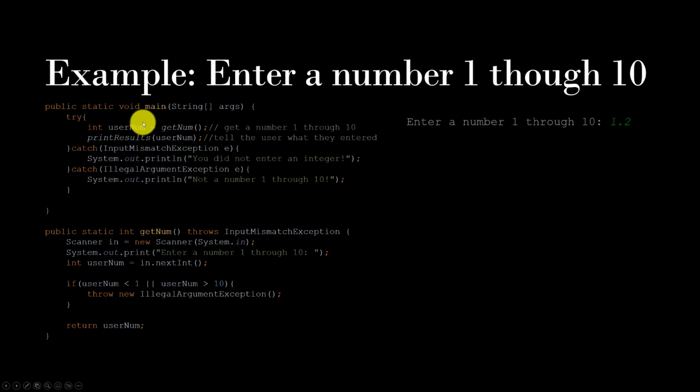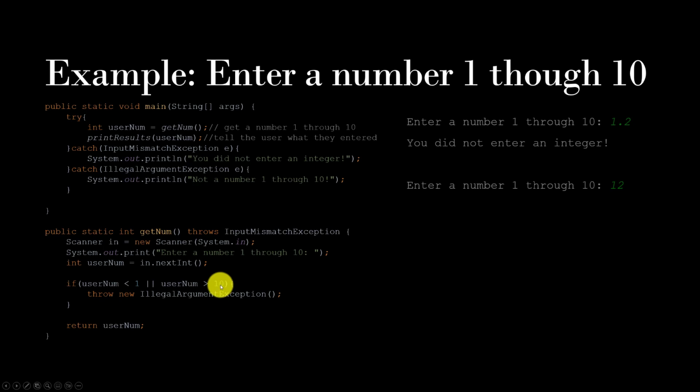So let's review one more time. We get to the point where user num calls get num, so it goes in here, reads from the command line, enter a number 1 through 10, an int. Somebody puts a 1.2, and before it goes any further, it just skips to this catch part and says you did not enter an integer. Then let's say we run it again and enter 12. We go through the same part, enter an int, still nothing thrown, and then it looks for: is the user number less than 1 or greater than 10?